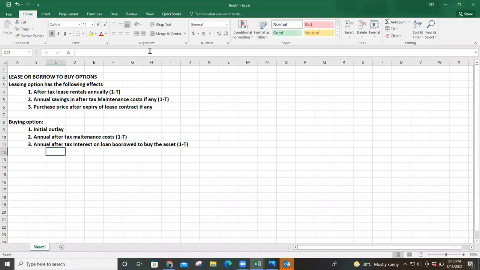And in doing this, we may prepare a loan amortization schedule.